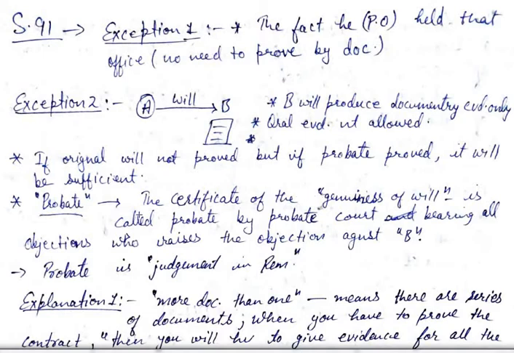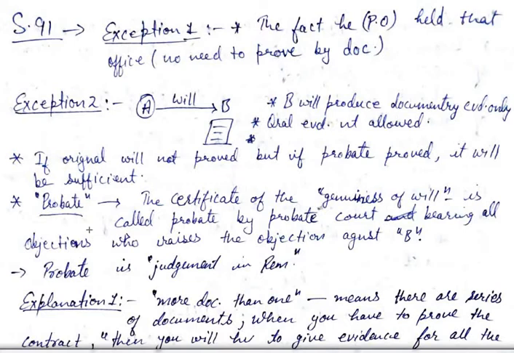Court will serve notices to all the other persons concerned who may be relatives of the legator, and for that public notice will also be given. Public notice will be given in newspapers etc. And after that, whoever wants to raise an objection, they will raise the objections before that court.